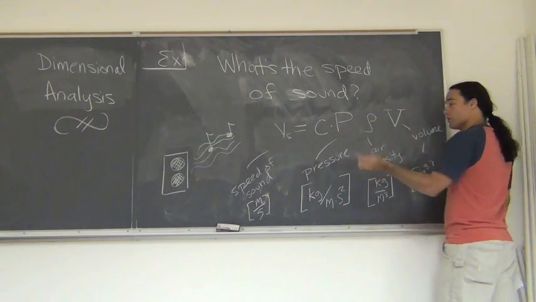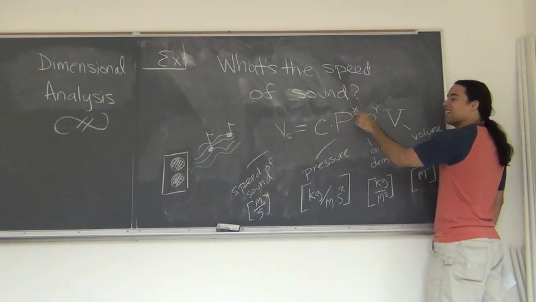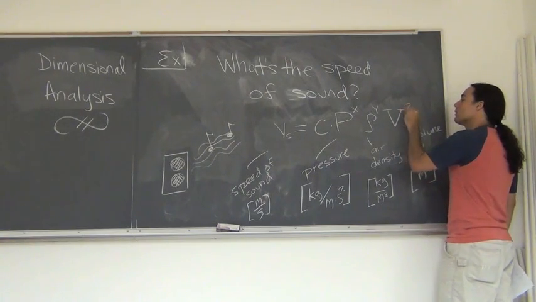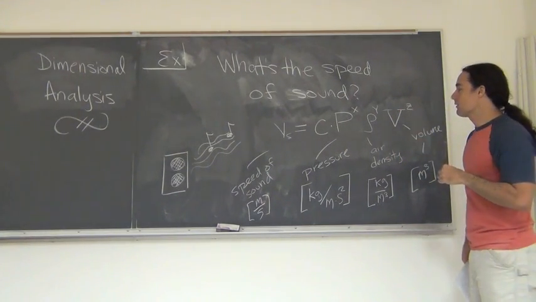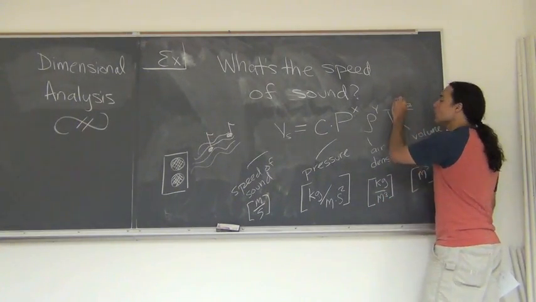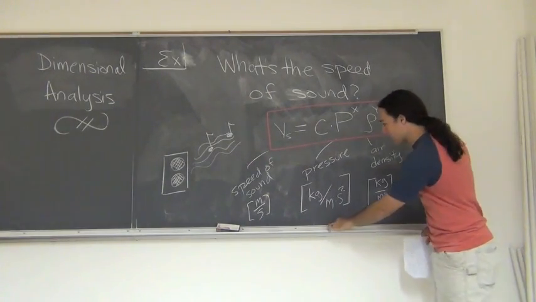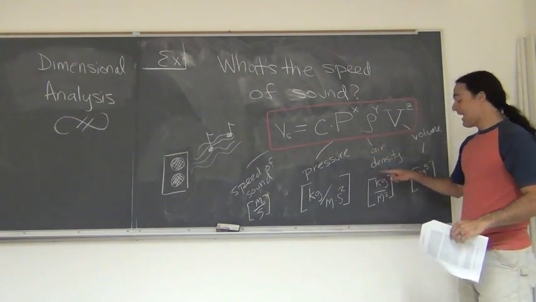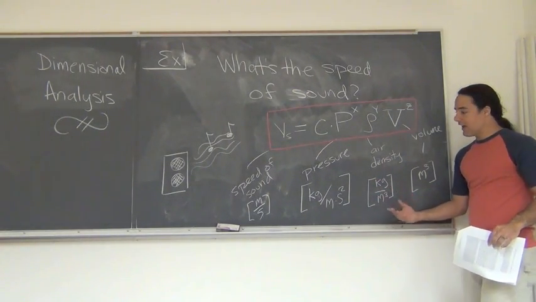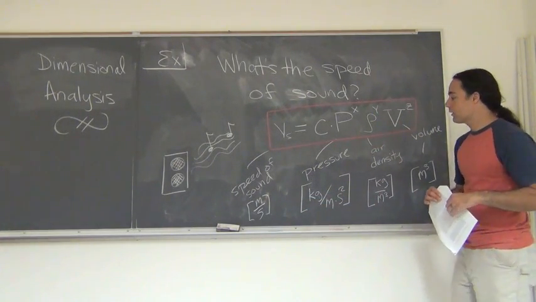Now what you're going to want to do is see if you can figure out what exponents I put in here. So we'll say it's P to the x power, rho, the air density, to the y power, and then volume to the zth power. See if you can use dimensional analysis. Again, we just want to combine pressure, air density, and volume in such a way that when I multiply these things together, I get units of meters per second, the units of the speed of sound.